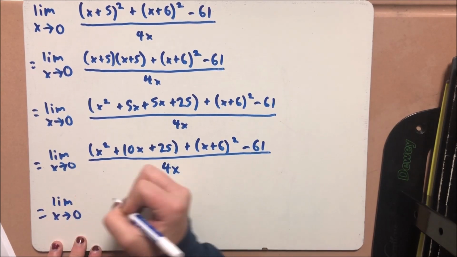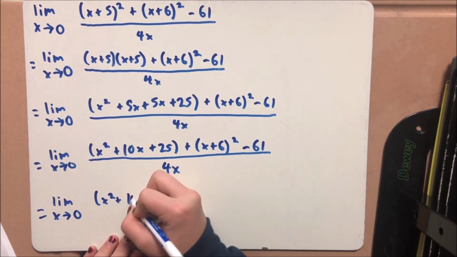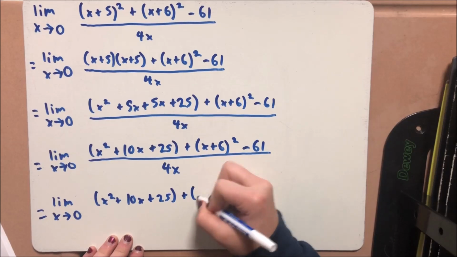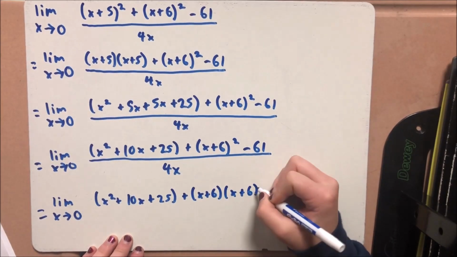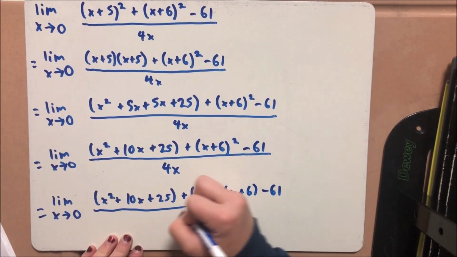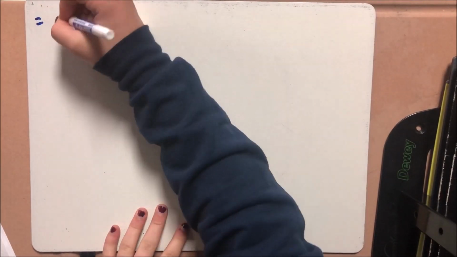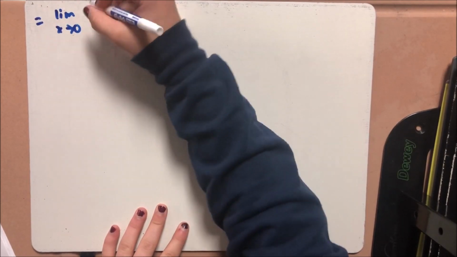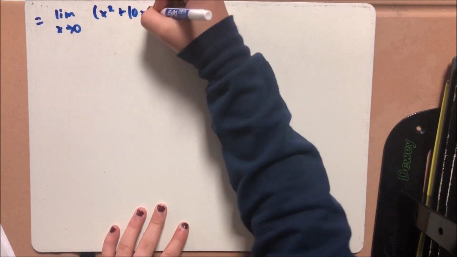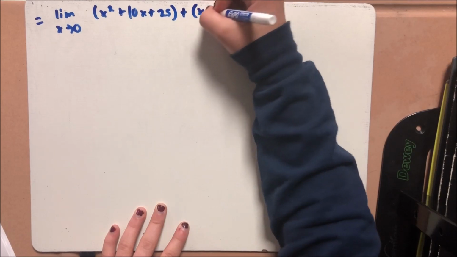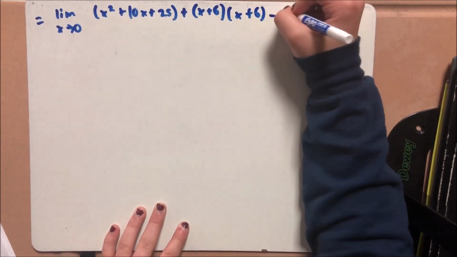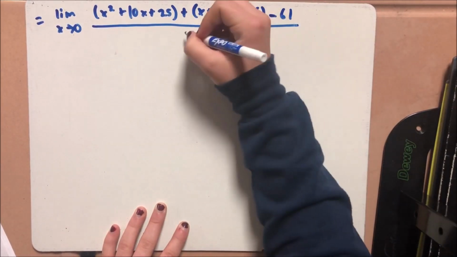We can then write out the second binomial squared as a product of two binomials multiplied by itself. We get x squared plus 10x plus 25 plus (x plus 6) times (x plus 6) minus 61 all over 4x. Rewriting the problem, we can then perform FOIL on the two multiplying binomials and write out the expanded expression like we did before.